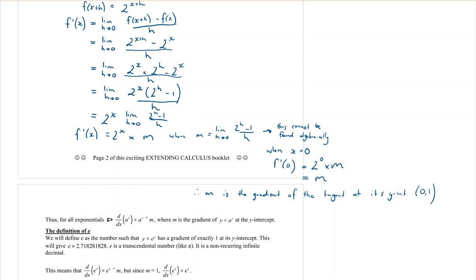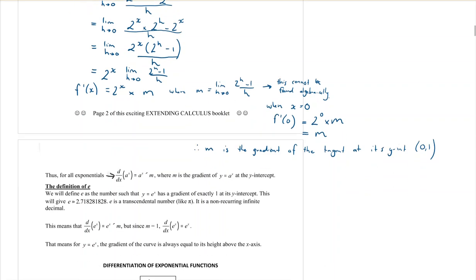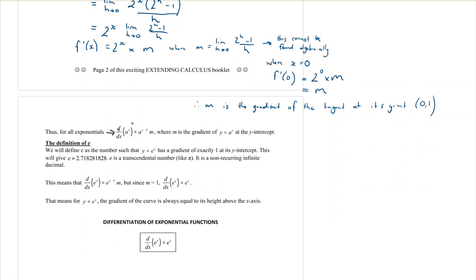More specifically, it says on the next page, that's just meant to be, yours has an arrow there. What we have just seen there, it says, thus for all exponentials, the derivative of something to the power of x is equal to whatever the original exponential was, the a to the power of x, times this value m, where m is the gradient at the y-intercept.